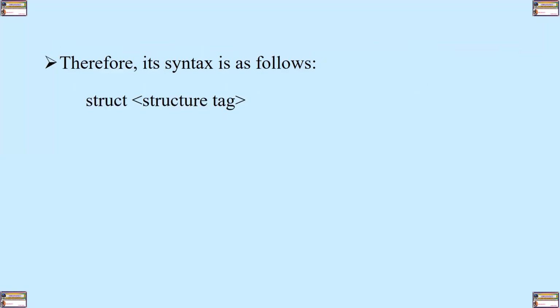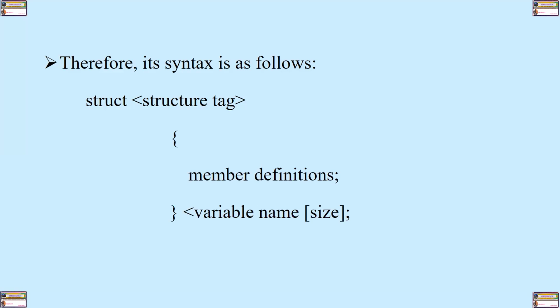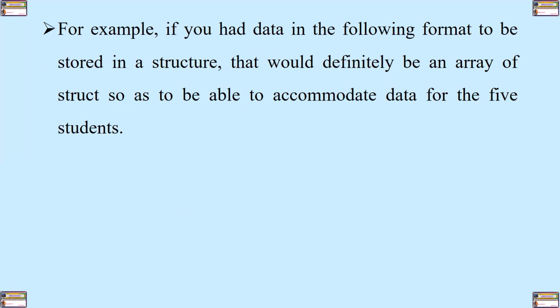Therefore, its syntax is as follows. It is the structure tag, and then the body is the same. What makes the difference between an array of structures and a single structure is just the addition of the size part in this statement, where we have the variable name, then size. So if, for example, the variable name was student, then you can say how many records you are going to have. So you enclose that in square brackets. And then the same rules of arrays apply.